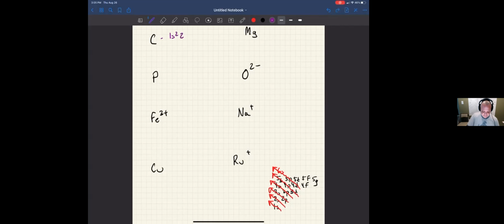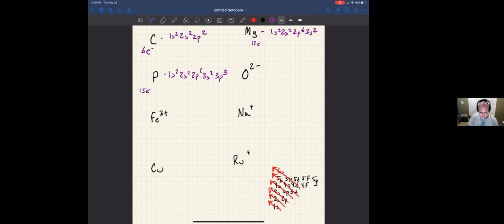So carbon has 6 electrons, and an electron configuration of 1s2, 2s2, 2p2. Now, phosphorus has 15 electrons, so it would be 1s2, 2s2, 2p6, and that gets me to then 3s2, 3p3. That gets me to 15. All right, and then let's move on to magnesium. Magnesium has 12 electrons, so 1s2, 2s2, 2p6, that's 10, and 3s2, that's 12.